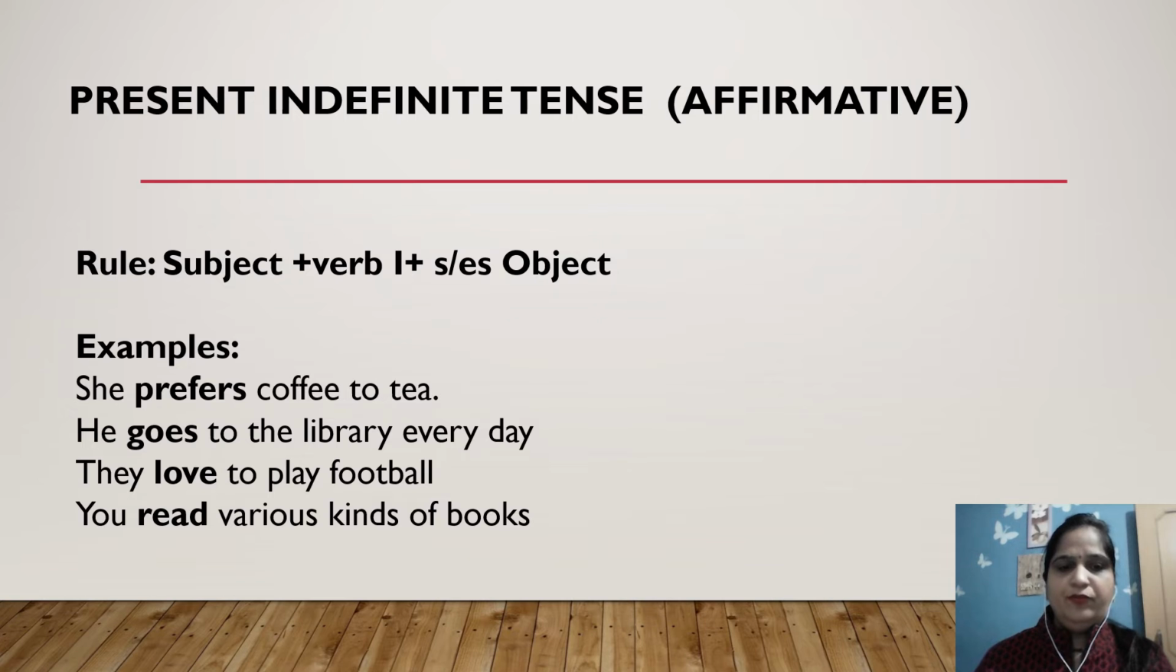She prefers coffee to tea. She is third person singular, so we use s with prefer. He goes to library every day. He is a singular person, so we use goes. They love to play football. They is plural, so we will not use s or es with they. You read various kinds of books. You is a second person, so we will not use s or es with it.